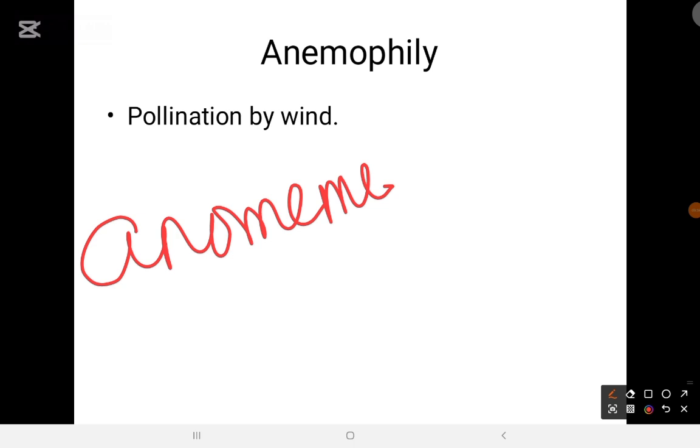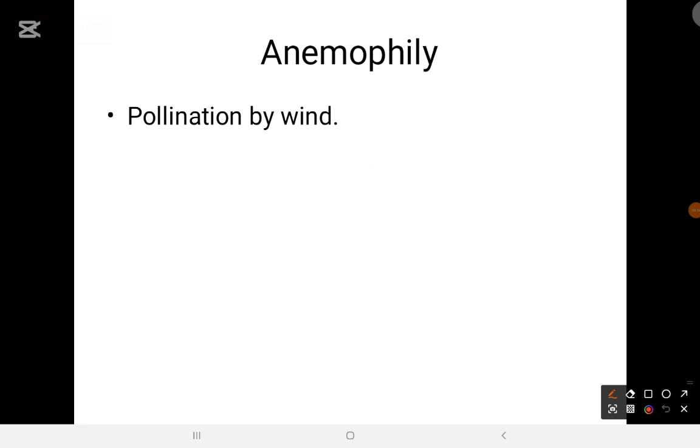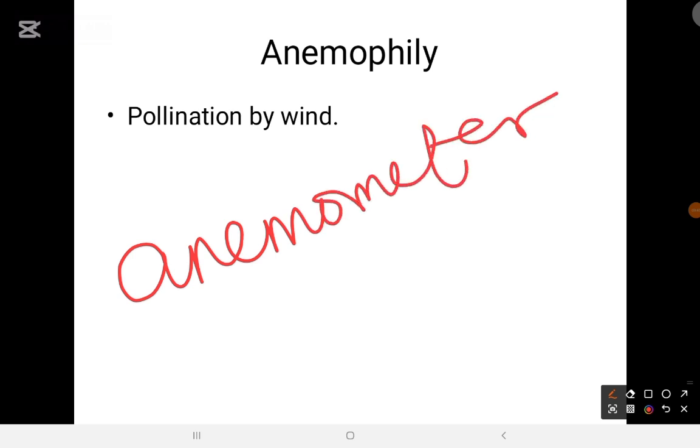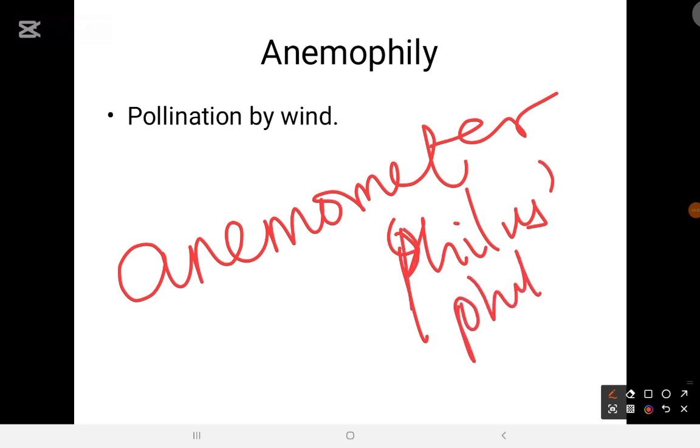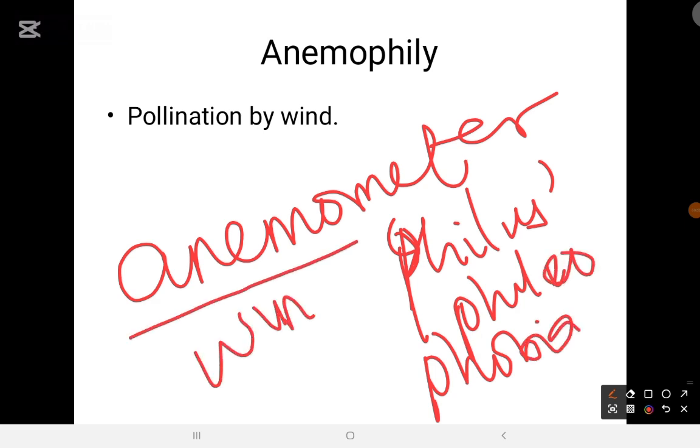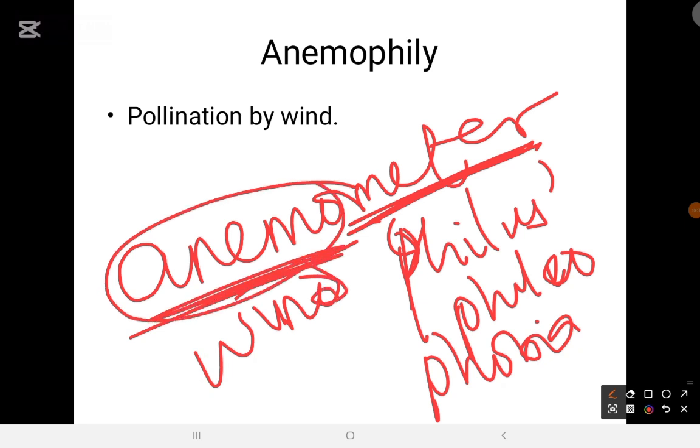Anemometer. I was even going to write anemophily. Phily means attraction, from the word philos. When you hear philo, it means love, while phobia means hatred. So anemo means wind. An anemometer is used to measure the speed of wind, while a wind vane shows the direction of wind. So anemo means wind.